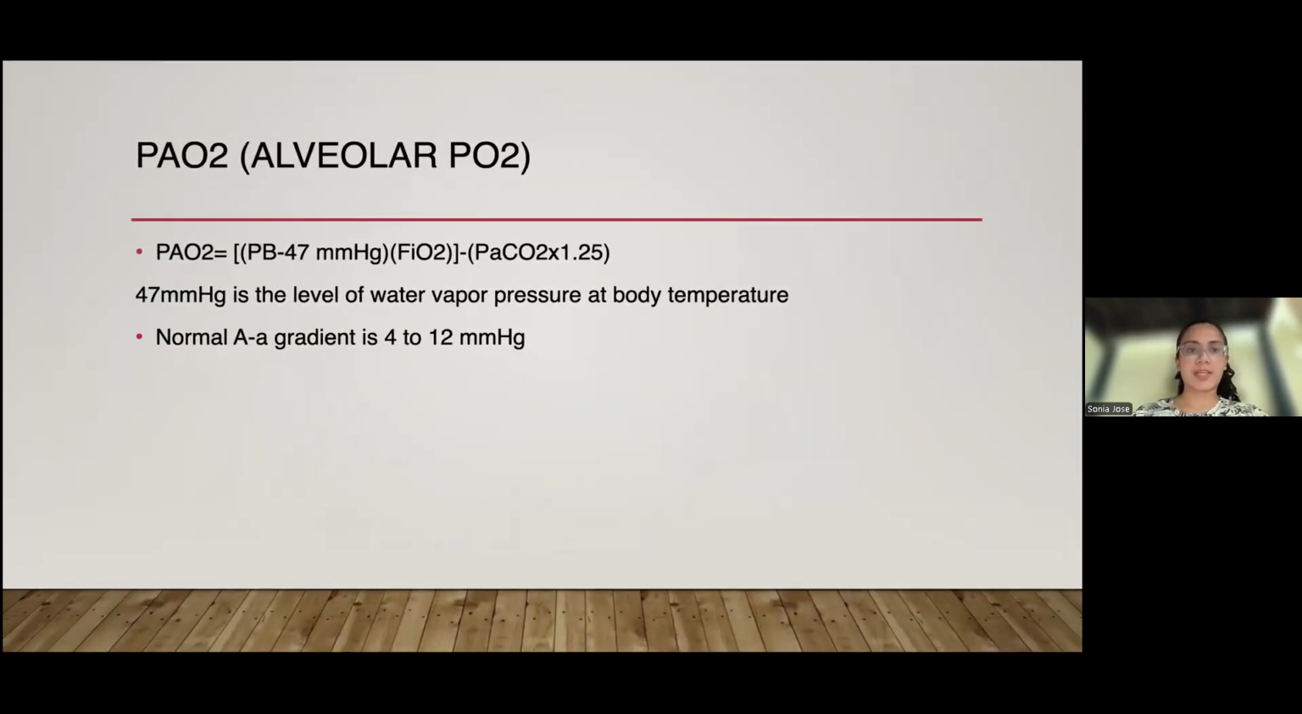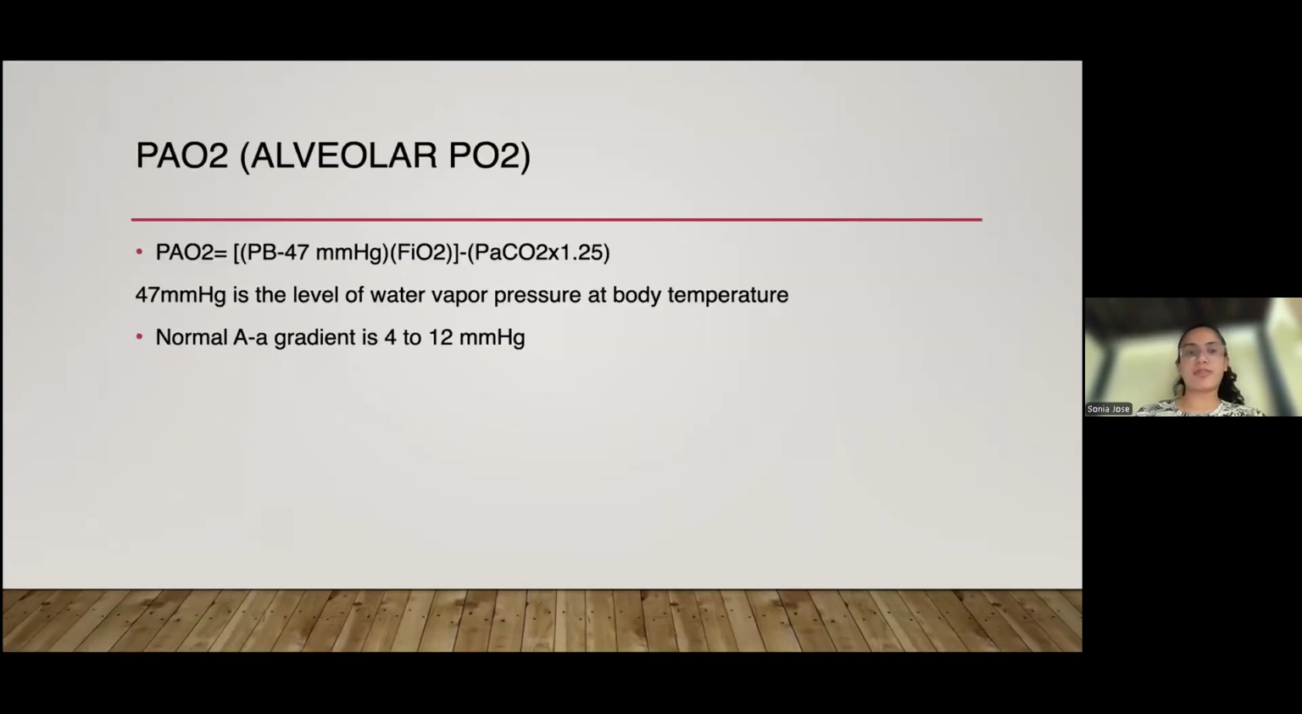Then alveolar PaO2. This is the equation for alveolar PaO2, which is Pb minus 47 mmHg, that is PH2O, into FiO2 minus PaCO2 into 1.25. So this is mainly important in finding the AA gradient. The normal AA gradient is 4 to 12 mmHg. AA gradient is alveolar PaO2 minus arterial PaO2.